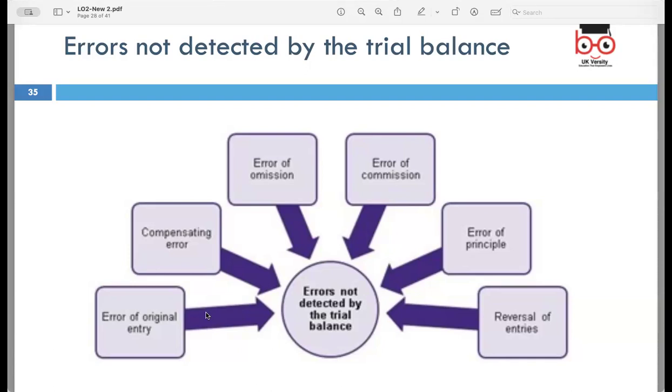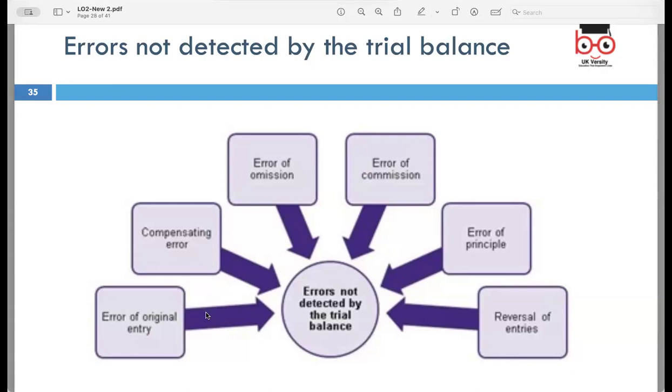Next is error of commission, which happens when an incorrect amount is recorded in the accounting records. This could be due to a mistake in entering figures, such as recording a purchase of £500 as £50. Since the debit and credit will balance, but with incorrect amounts, these errors do not affect the trial balance, which cannot detect discrepancies based on incorrect amounts.